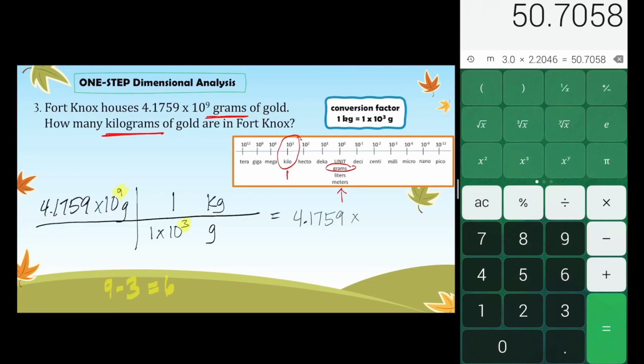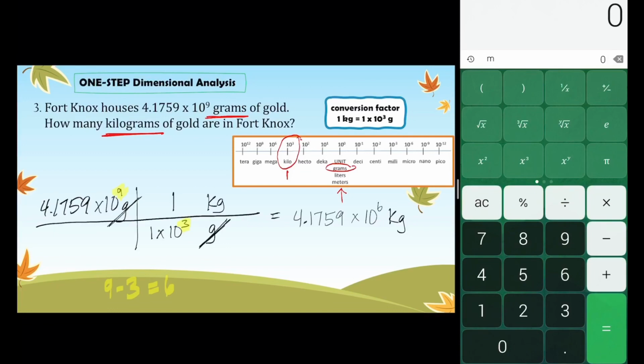4.1759, that's 5 significant digits in our given value. They will also be retained in our final answer, times 10 to the power of 6. The grams cancel, so we end up with kilograms in our final answer.